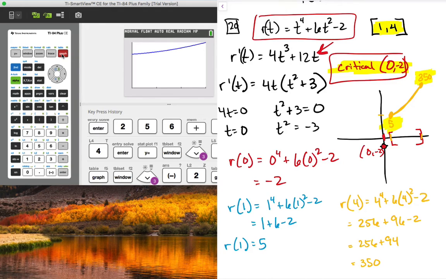And then after that, I have to go back to my original formula and plug in my interval points so I can see what the graph looks like and find my minimum and maximum points.